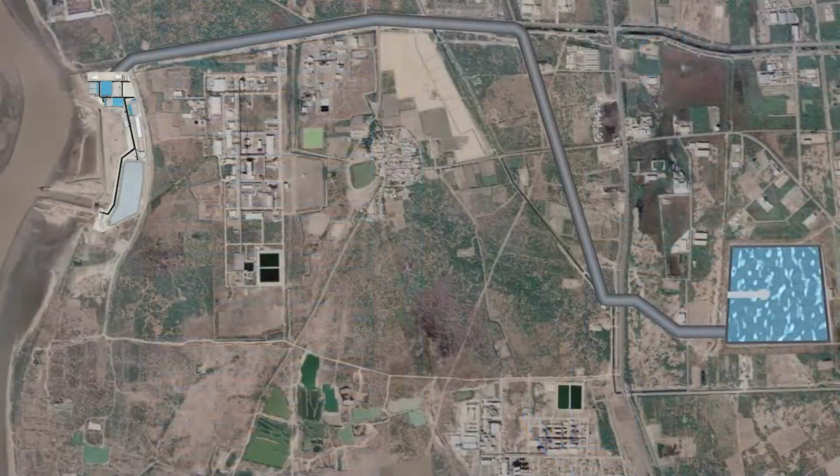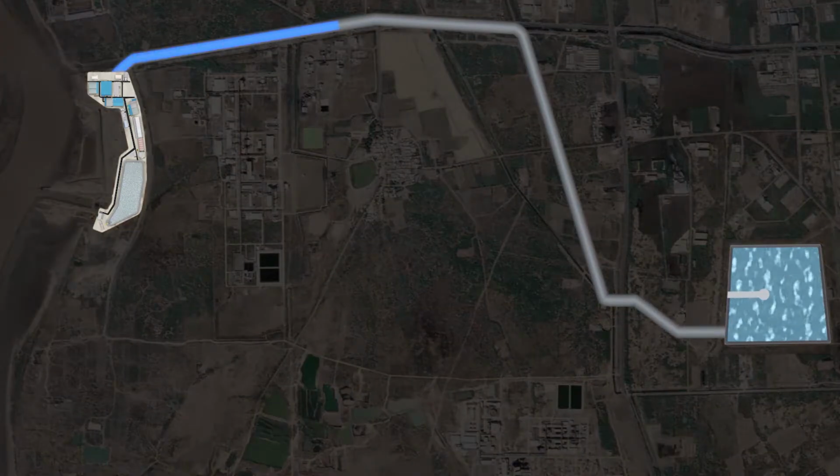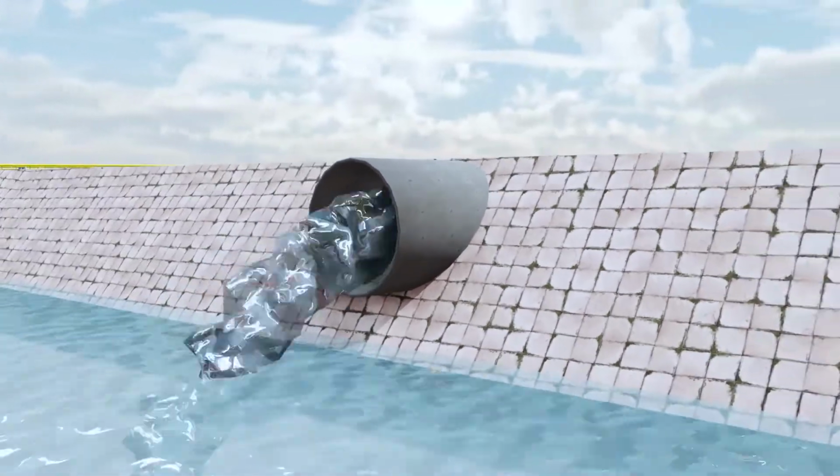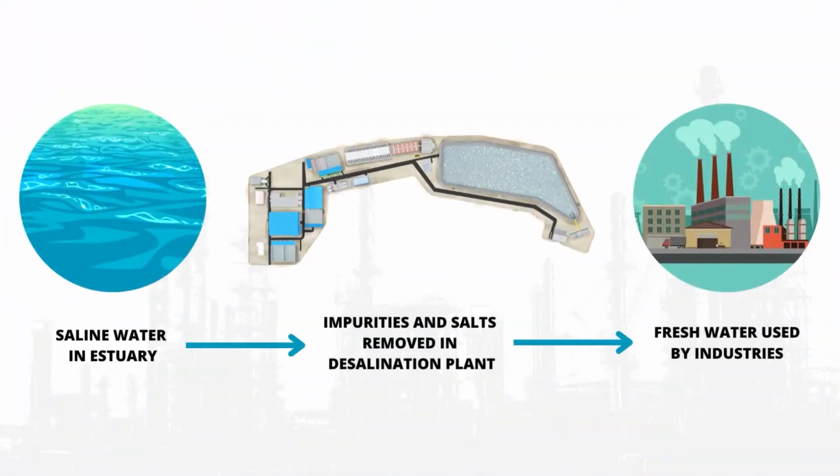The water from the product tank will be used by the industry as fresh water. In this way, the saline water is converted into fresh water by the desalination plant and further used by industry and for household use.